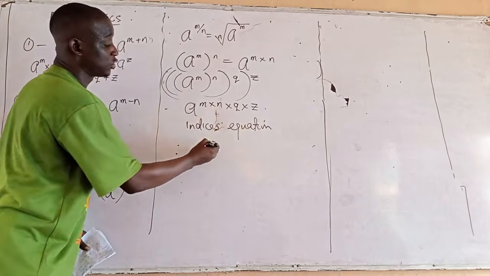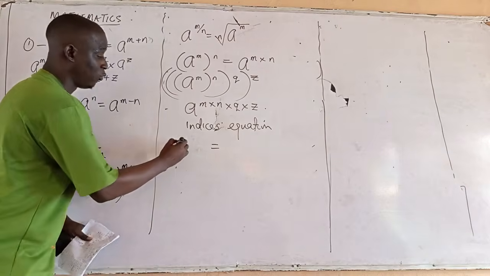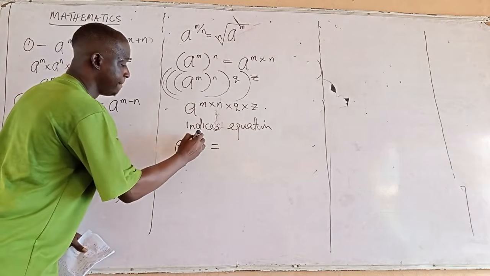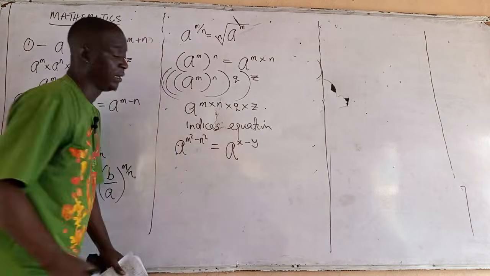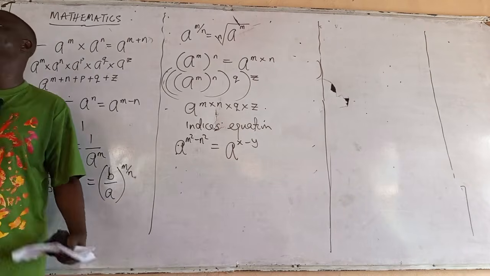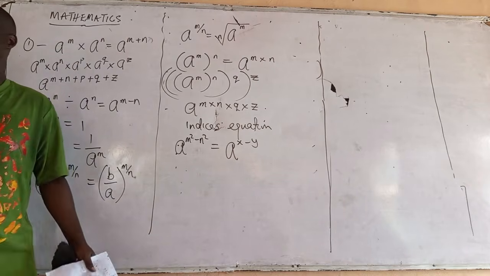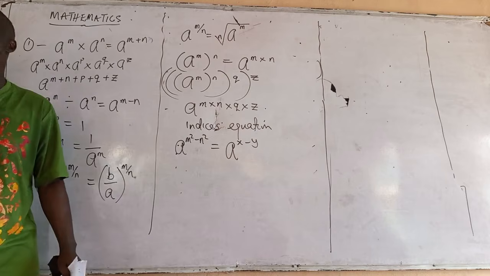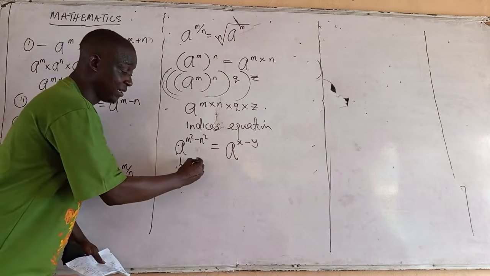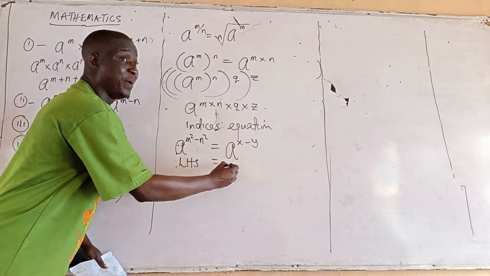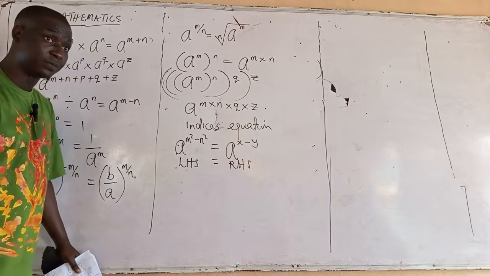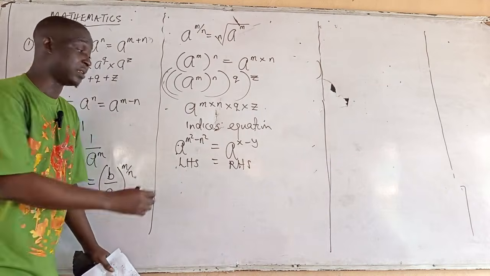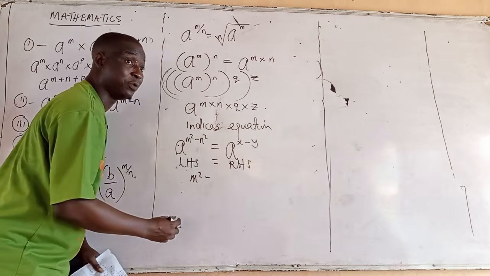That means when we talk about equation, I have to do equality. Now, let's say we have a raised to M squared minus n squared equal to a raised to x minus y. Whenever you are solving an indices equation, you must ensure the base on the left hand side is equal to the base on the right. Once that is achieved, what you are going to do now is that you are not going to equate m squared. The power will not be what?